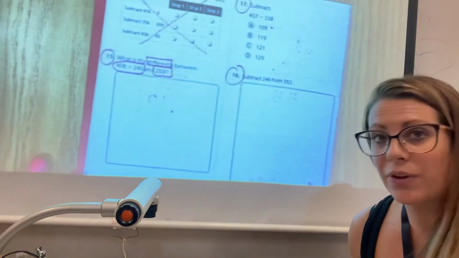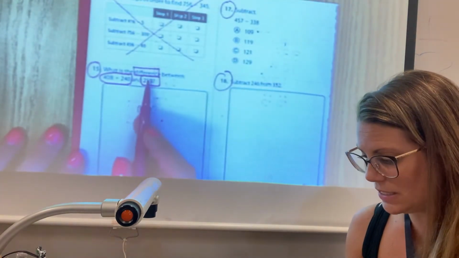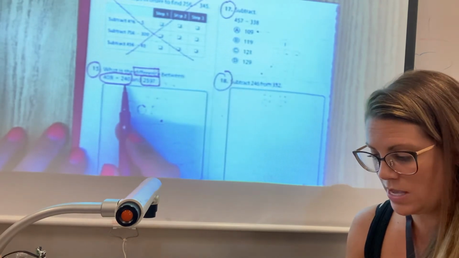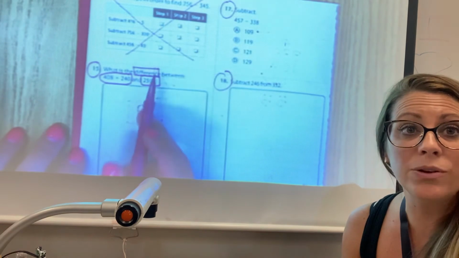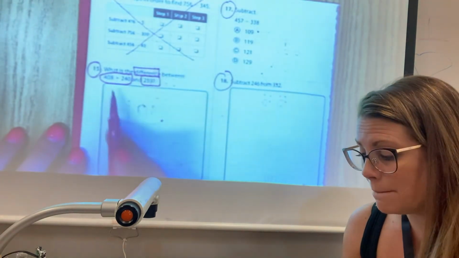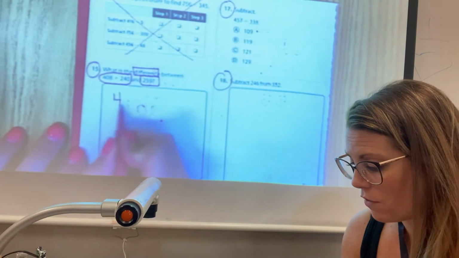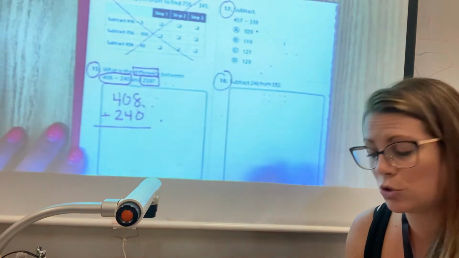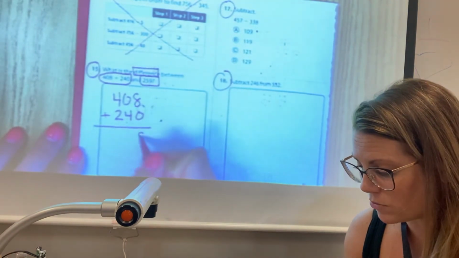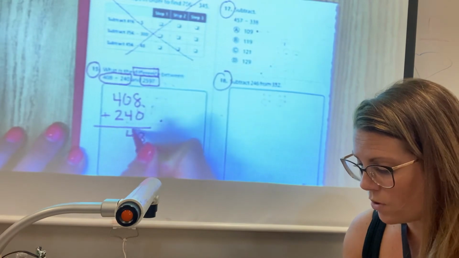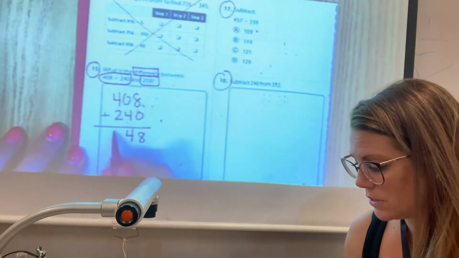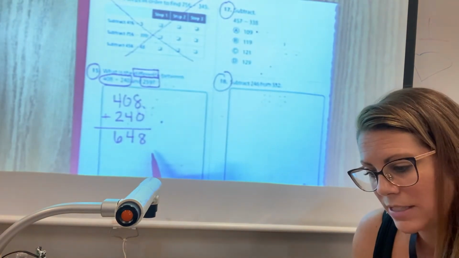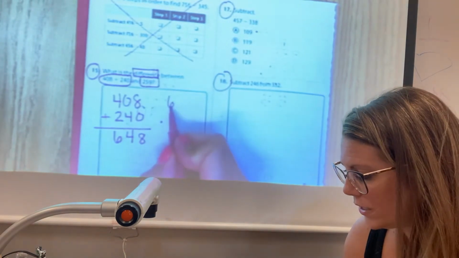Okay, let's go ahead and look at number 15. What's the difference between 408 plus 240 and 259? Well, I know difference means to subtract, but the first thing we need to do is solve 408 plus 240. And this is one we should be able to do pretty quickly. 8 plus 0 equals 8. 0 plus 4 equals 4. And 4 plus 2 equals 6, right? So you should have gotten 648.